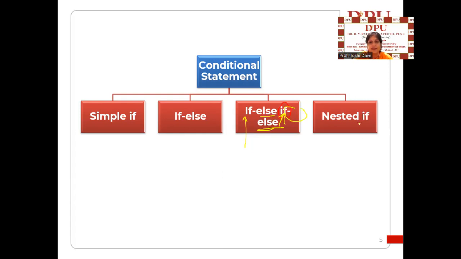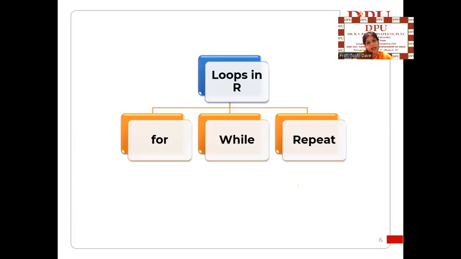And the last is nested if. Nested if means if within if. Clear? If an if condition is followed by the next if condition, this means nested if. Clear? Now, again, a major topic in R, that is loop.